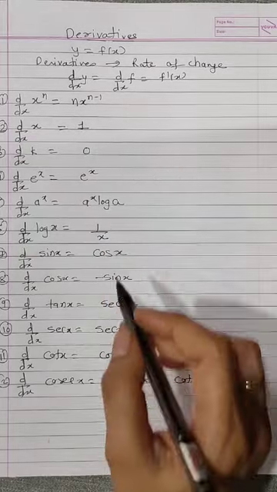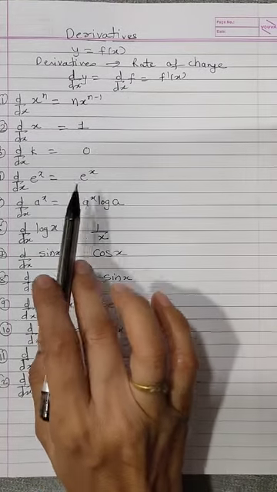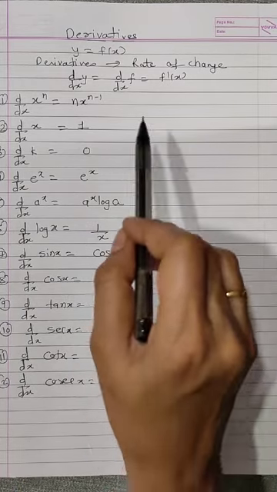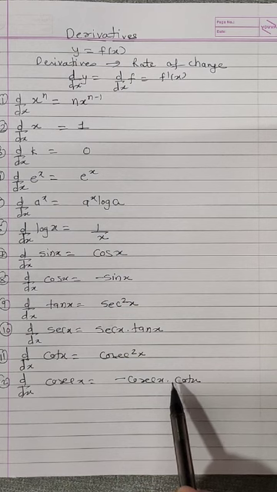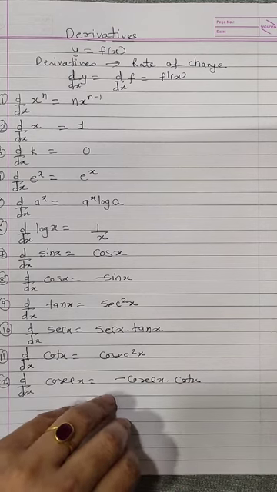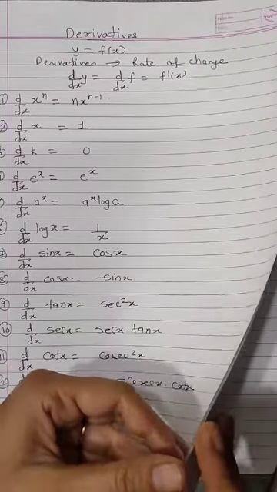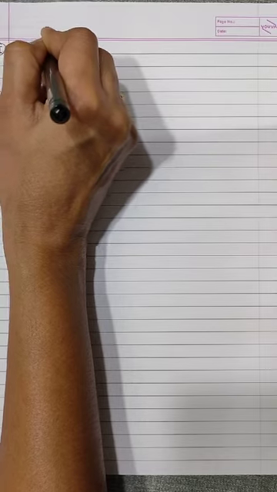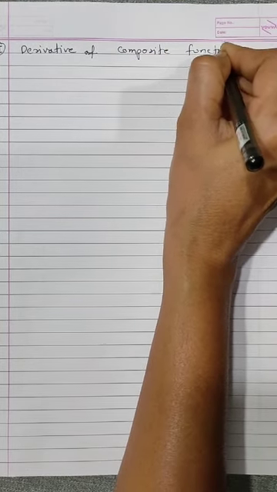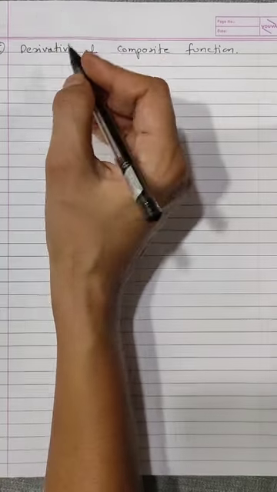So these are the general derivatives of some algebraic function, exponential function, logarithmic function and trigonometric function. In standard 11th we have seen how we have proved it. Now in standard 12th, the first derivative we have to take is the derivative of composite function. Now first of all, composite function means what?